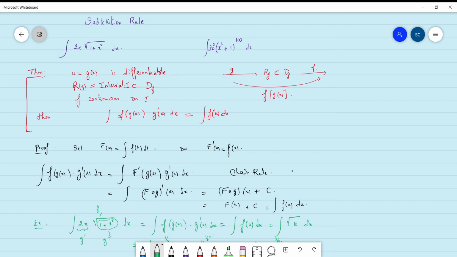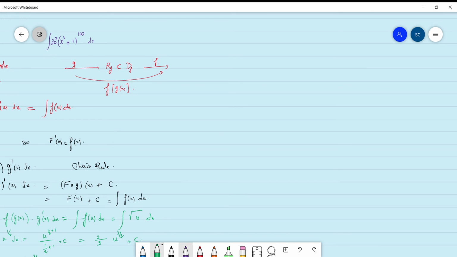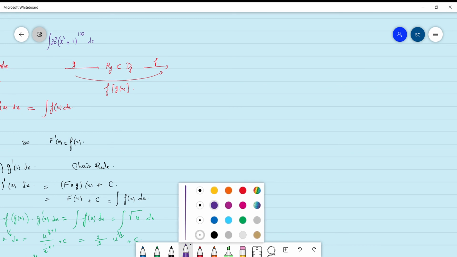So now, what about if I have a definite integral? Do I have something similar? Yes, we have something similar. Here it is. Okay, so we have another theorem that says the following.